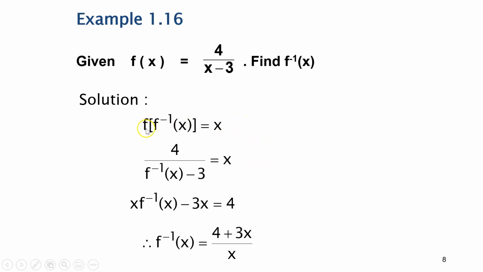So again, this is not a multiplication. This is actually f inverse, and you're going to substitute it into f. Like what I said before, the term at the back, that is the one you're going to substitute into the f.